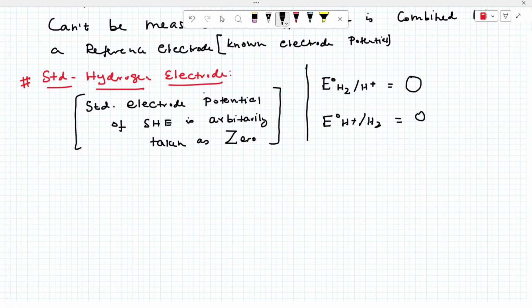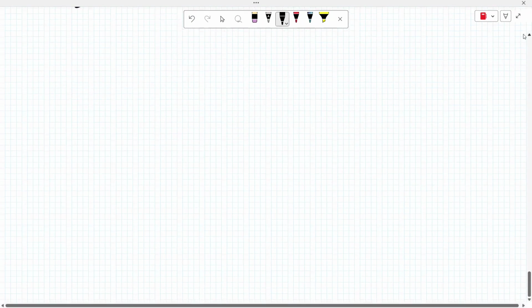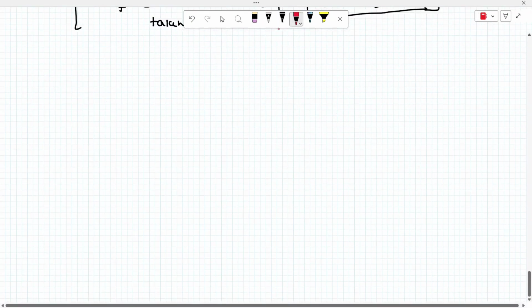So what is the beauty of SHE? SHE can act as both anode and cathode depending upon the cell. Depending on the cell, it will behave as either, as cathode or anode. Okay, very simple. Now let us see the construction of SHE. Very simple. Take a beaker, this is the beaker.